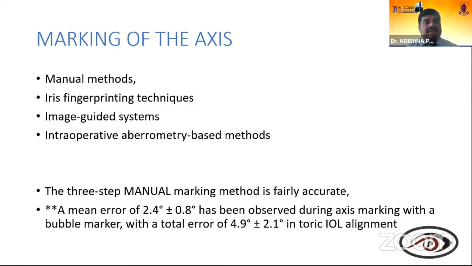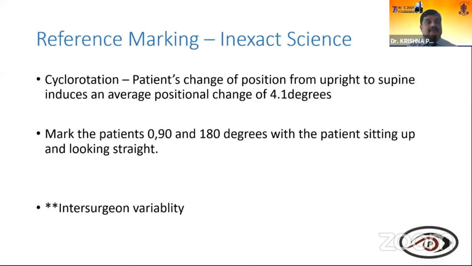Iris fingerprinting technique, image guided systems are already there in the market, and intraoperative aberrometry, which is going to be the ultimate. The three-step manual marking method is fairly accurate. A mean error of 2.4 plus or minus 0.8% has been observed during the axis marking with a bubble marker, with a total error of 4.9 degrees plus or minus 2.1 degrees in toric IOL alignment.